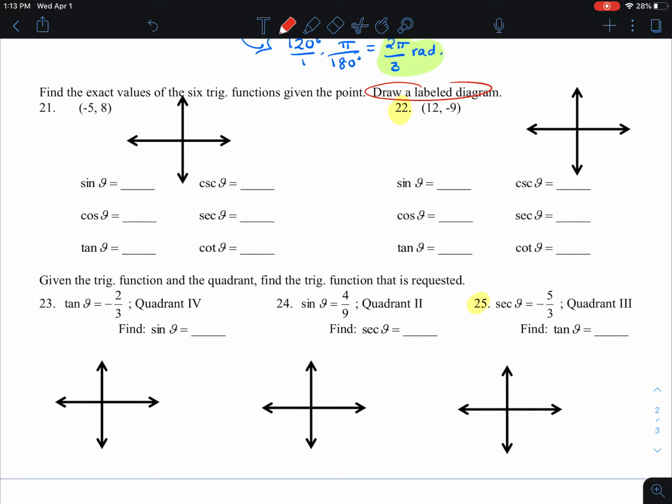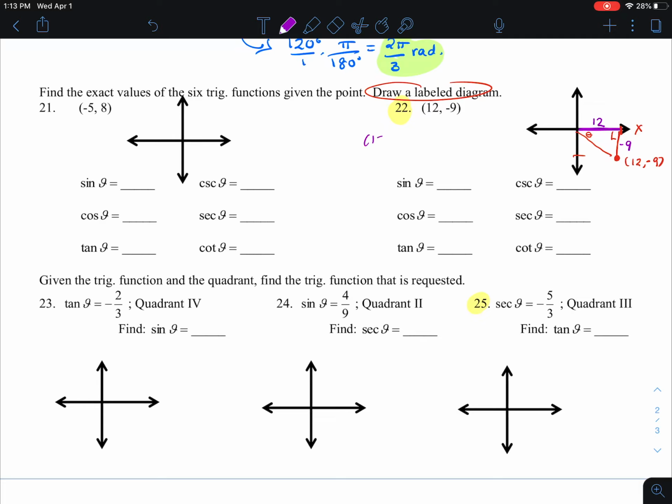Okay, last couple here. This is asking you to draw a labeled diagram. They give you the point (12, -9), so I'm just going to plot this here. When you draw your triangle, you always want to draw a perpendicular line from the point to the x-axis and then connect your point to the origin. This makes your triangle. If they give you a point like this, you just follow the path of the legs. I went 12 to the right, so the horizontal leg is 12. I went vertically down 9, so that vertical leg is -9.